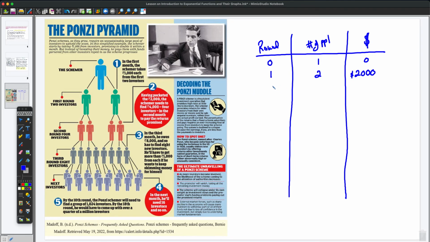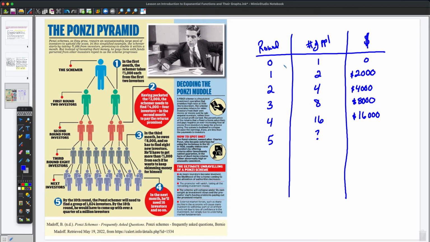If we continue down the chain, you can see that in the second round, we have 4 people and there's $4,000. So on and so forth. When we look at the third round, we get to 8. We have our $8,000. When we look at our 4th round, we now have 16 people involved. And we look at our $16,000. And now my question for you is, how many people would be in the 5th round, right?